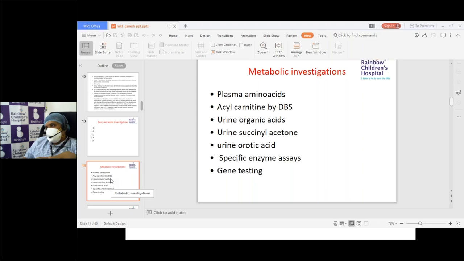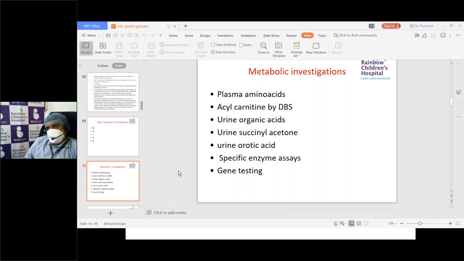Urine succinyl acetone. If urine succinyl acetone is very high, that points towards the diagnosis of tyrosinemia. Urine orotic acid. This is very, very important in the context when we are dealing with urea cycle disorders. Remember, this urine orotic acid is not a part of urine organic acids, it has to be specifically asked for, right? And this is high in case of urea cycle disorders.